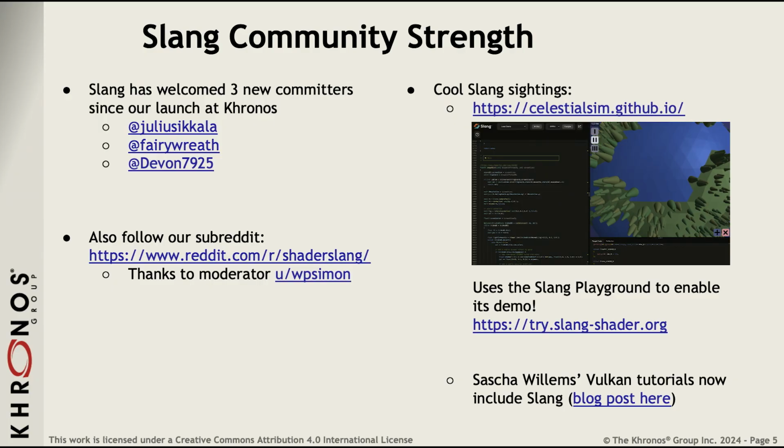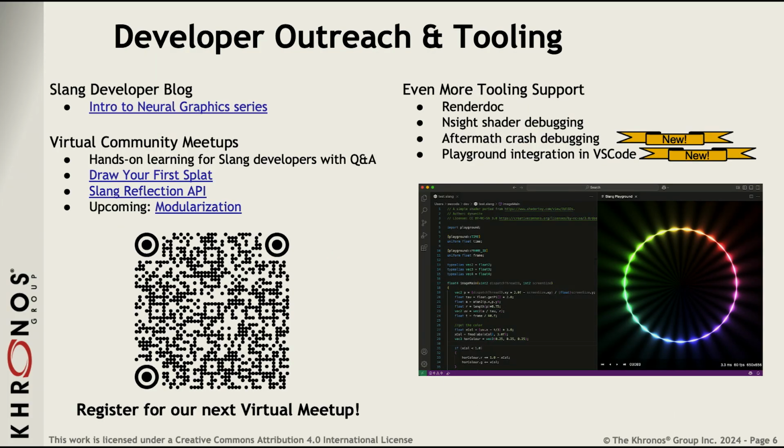For example, a small team is developing an open source real-time planetary terrain generator plugin for Godot. And they've used the Slang Playground to put together a really cool demo. Sasha Willems, whose Vulkan tutorials you have probably used if you've learned Vulkan, has added Slang shaders to all of his Vulkan examples. And this is fantastic news for anyone looking to learn or use Slang in real-world Vulkan projects.